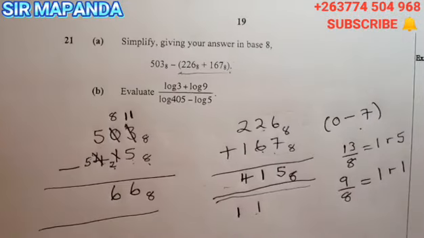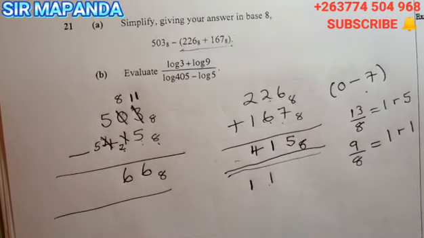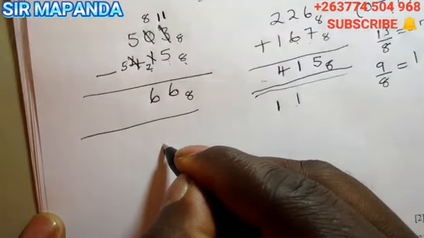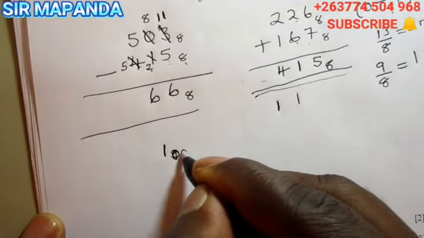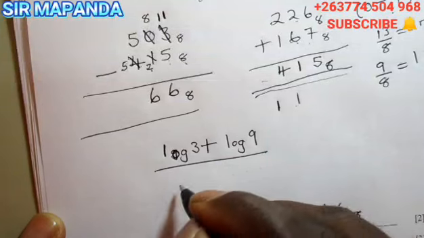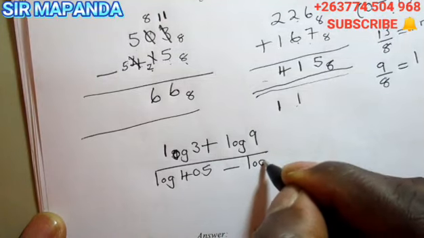We move on to part B. Evaluate log 3 plus log 9 divided by log 405 minus log 5. When evaluating a log of this kind, you start by applying the quotient rule and the product rule. Remember, let me write the question first: log 3 plus log 9 divided by log 405 minus log 5.